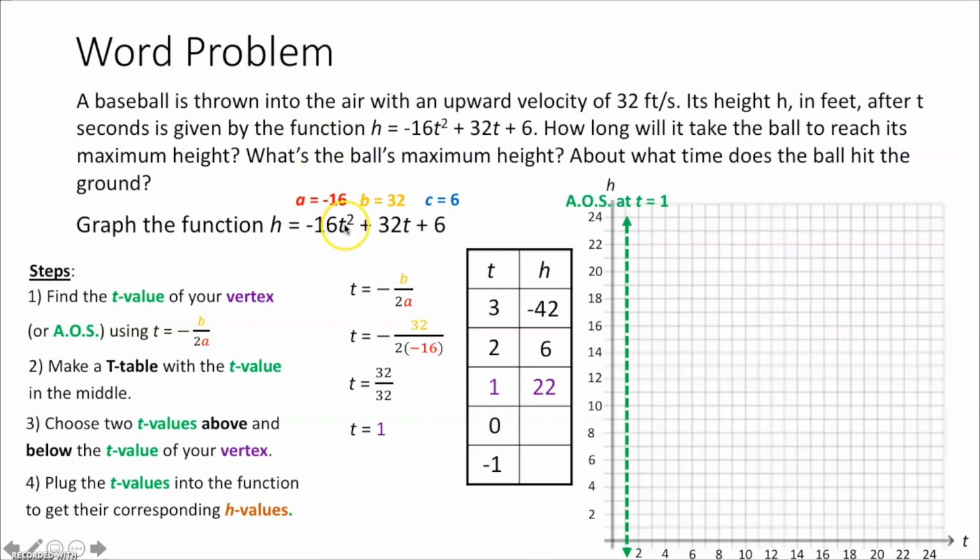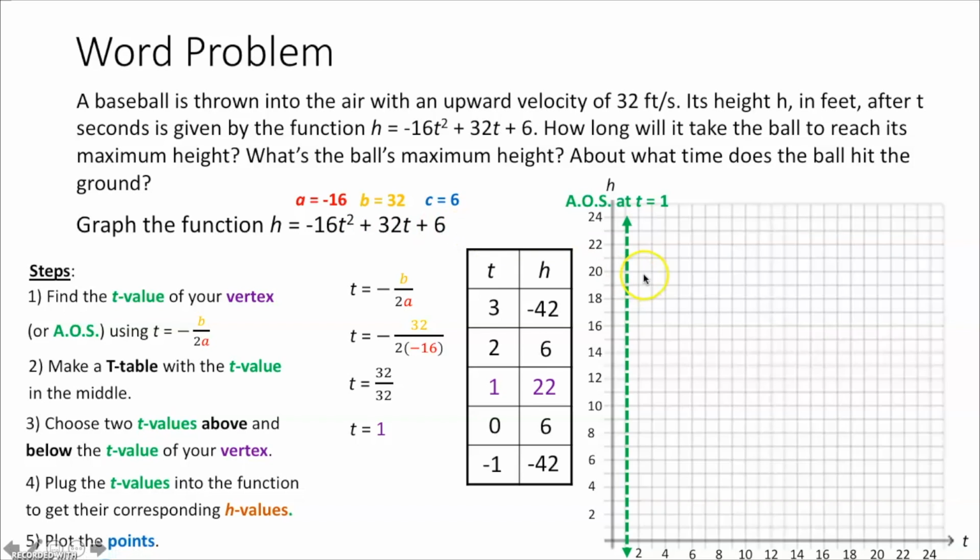I plug in 0. 0 squared is 0, times negative 16 is 0. Plus 32 times 0 is 0. Plus 6 is 6. And then lastly, I plug in negative 1. Negative 1 squared is positive 1, times negative 16 is negative 16. Then 32 times negative 1 is negative 32. So negative 16 plus negative 32 is negative 48. Plus 6 is negative 42.